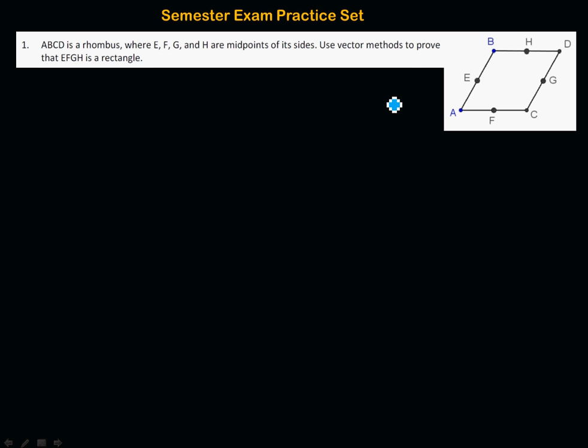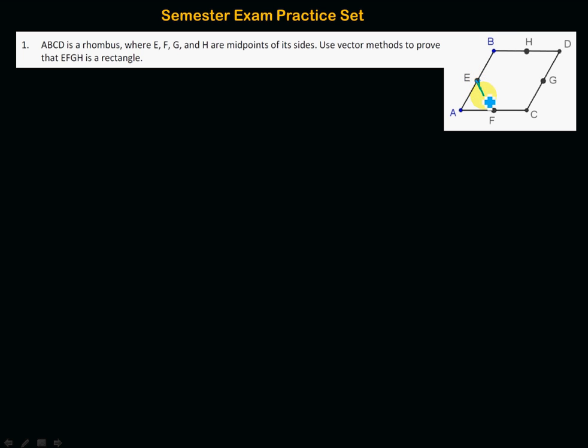Now let us begin by reminding ourselves some facts about a rhombus. The lengths of all four sides are the same. So AB is the same as CD and AC and BD.